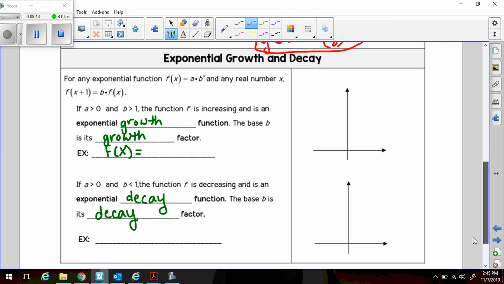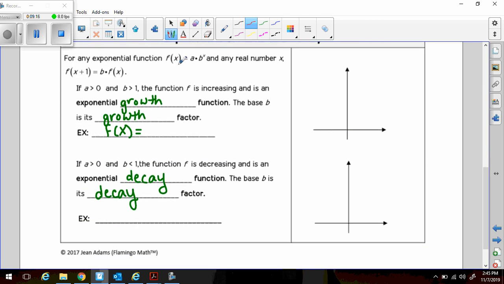Alrighty, so exponential growth and decay. For any exponential function, f of x is a times b to the x, any real number of x. F of x plus 1 is b times f of x. For a greater than 0 and b greater than 1, we're growing. And it's going to be in the form of f of x equals something like 3 times 2 to the x. This is an example. It looks like this, 3 times 2 to the x.